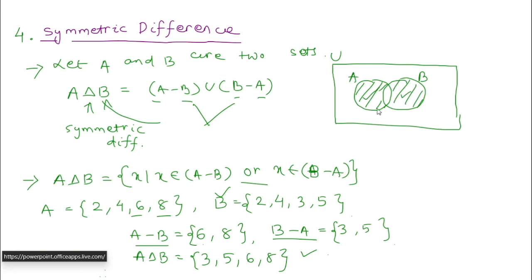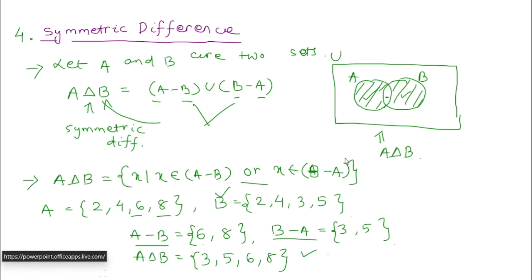So the union will be the given shaded region. Here what we are doing is excluding the A intersection B part from the A union B. So this is the representation of the symmetric difference between A and B. I hope this is clear to you.